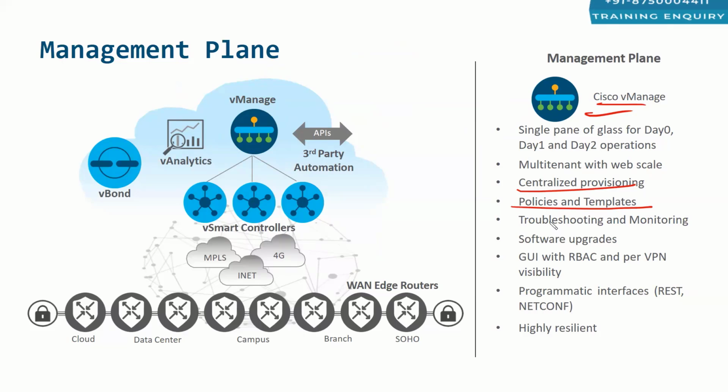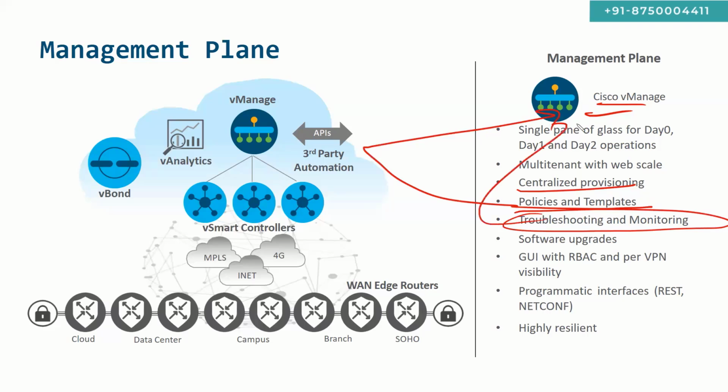The policies need to be created to configure route filtering, path manipulation, and even to implement data plane policies, like application-aware routing or DIA and so forth. So all those things will be done on vManage. Your troubleshooting and monitoring will be done by vManage. The software upgrades, like if you want to upgrade the software of any component, including vManage itself, the managed routers, vBond, vSmart, all can be upgraded from vManage.